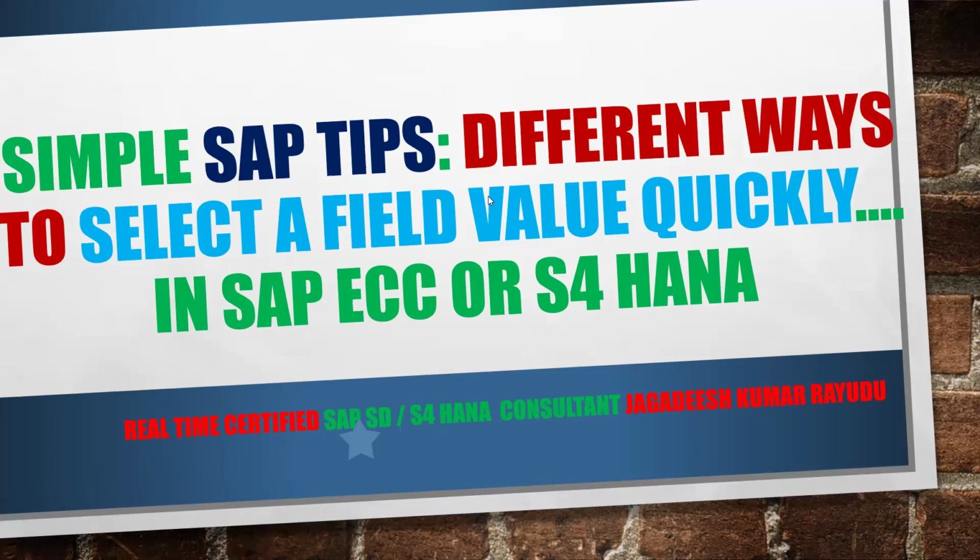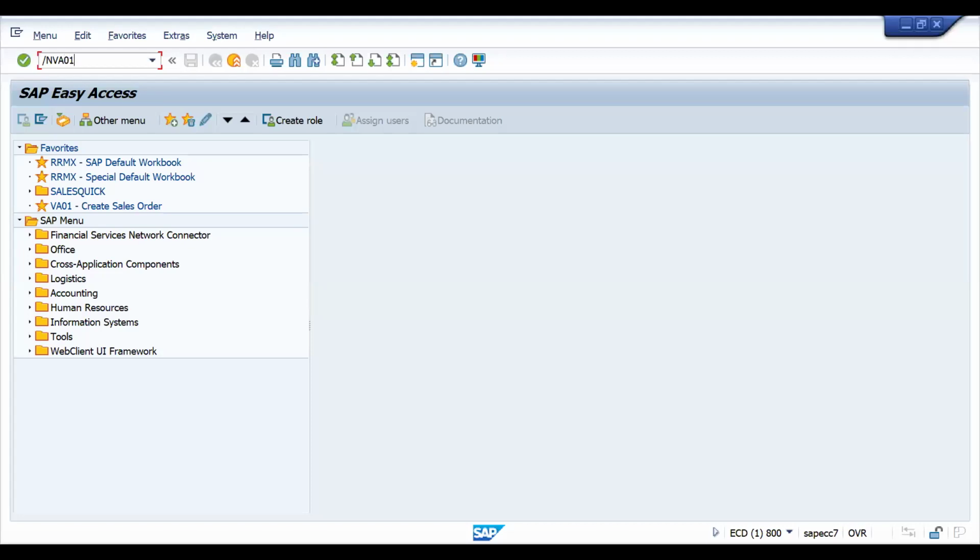Okay. So, different ways to select a field value quickly in SAP ECC or S4 HANA. I would like to show you the ways which I know to copy from SAP data to a Word document or any other document.